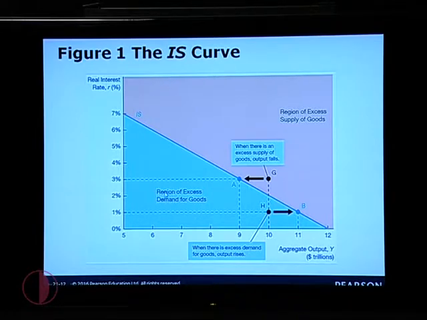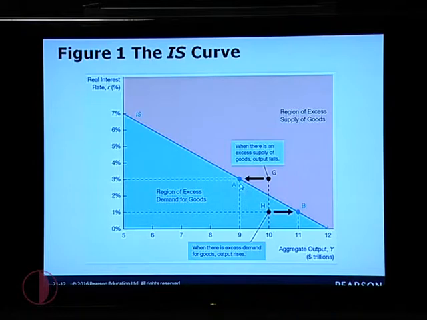This is the region of excess demand for goods, and this is the region of excess supply of goods. When there is an excess supply of goods, output falls. When there is excess demand for goods, output rises. So now we can check point A on the IS curve and point B on the IS curve.